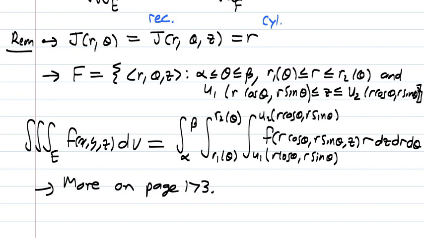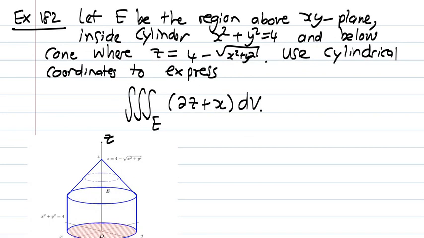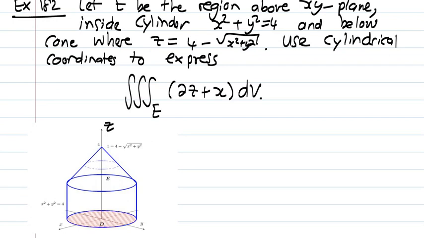So next we're going to do two examples to see this in action. Alright, so the first example is the following. Let E be the region above the xy plane, inside the cylinder x squared plus y squared equal to 4, and below the cone where z is equal to 4 minus the square root of x squared plus y squared. You want to use cylindrical coordinates, so the Jacobian is r, to express a triple integral of 2z plus x over region E.